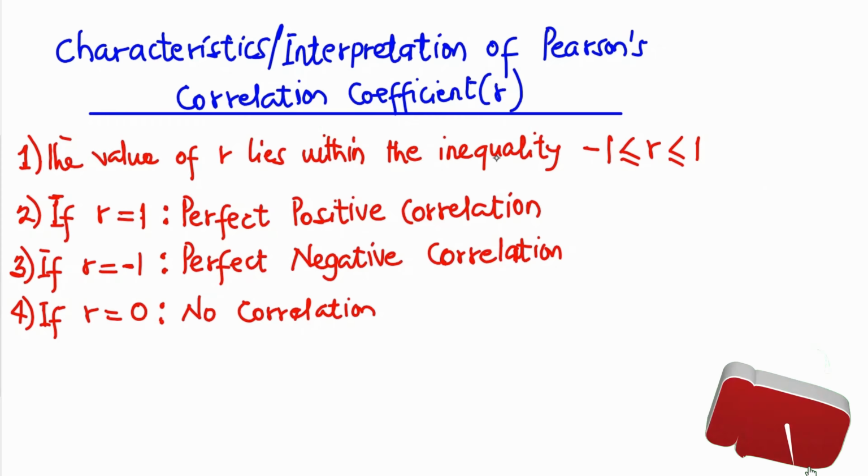The second one says that if R is equal to 1, then we can term that Pearson correlation coefficient a perfect positive correlation. In most cases, we may not get the value of R to be exactly 1, but sometimes we can get it closer to 1.